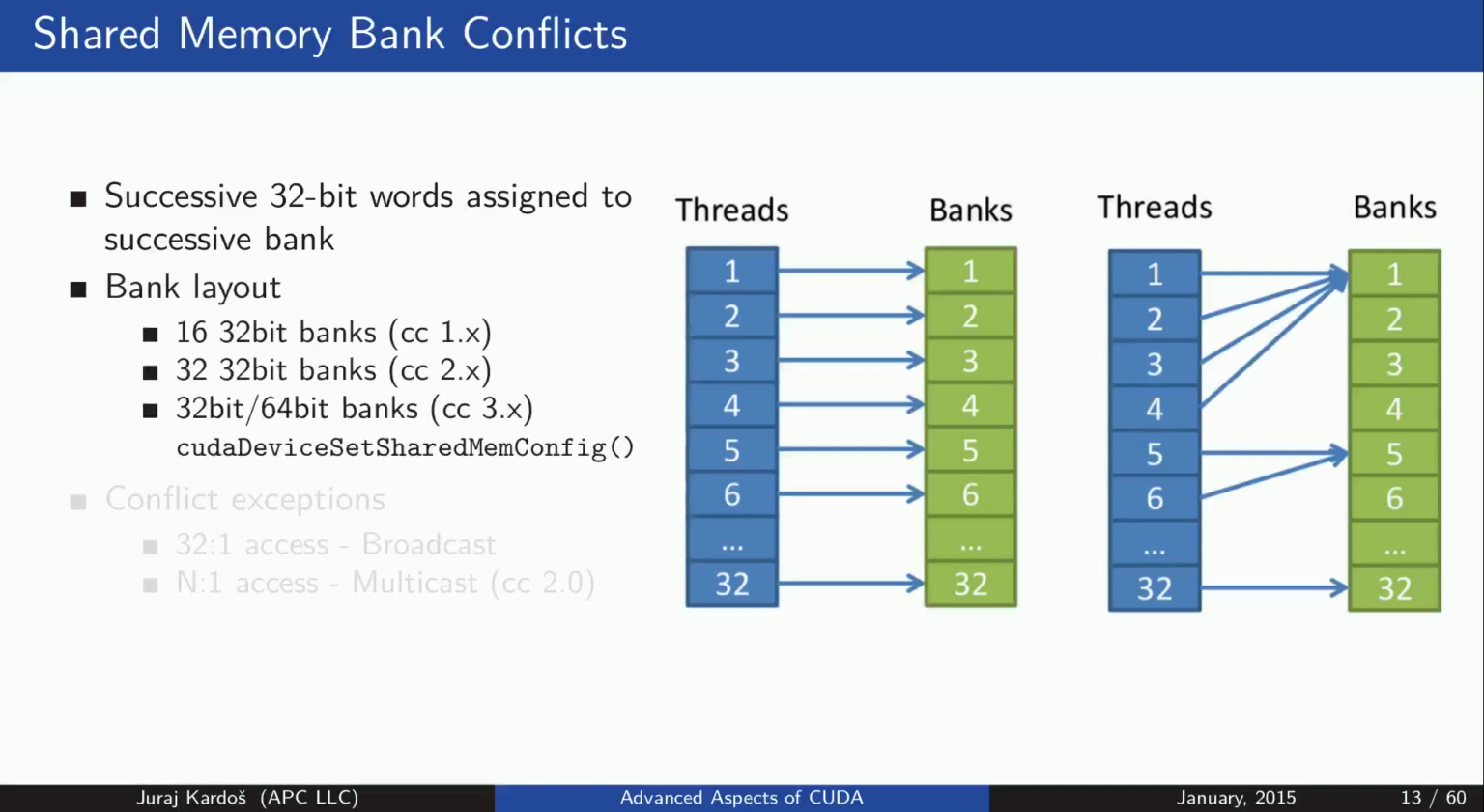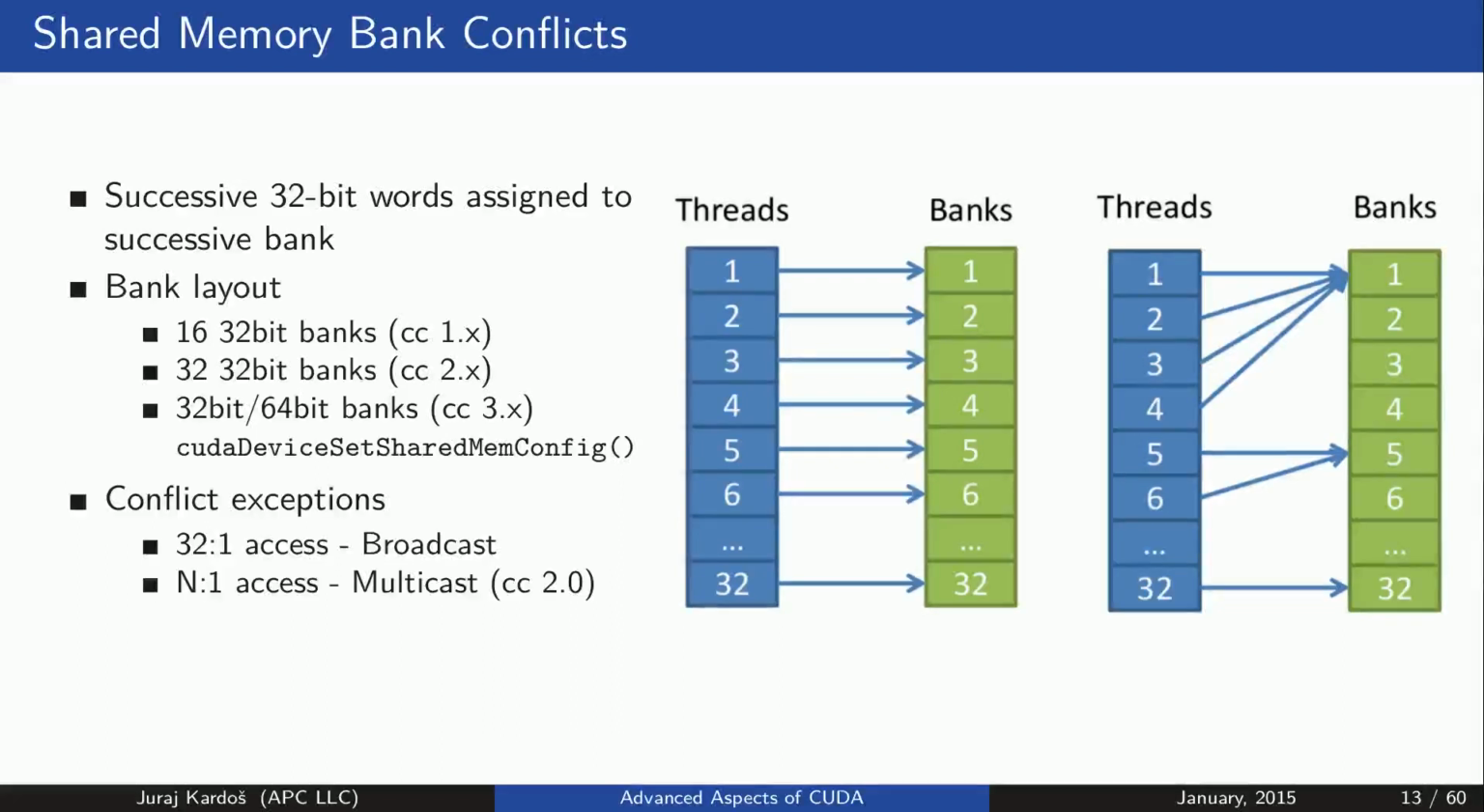For devices of compute capability 1, the warp size is 32 threads and the number of banks is 16. A shared memory request for a warp is split into two requests. For devices of compute capability 2, the warp size is 32 threads and the number of banks is also 32. Therefore, the whole warp can be serviced in one request. Devices of compute capability 3 have a configurable bank size, which can be set to either 4 or 8 bytes. Setting the bank size to 8 bytes can help to avoid shared memory bank conflicts when accessing double precision data.